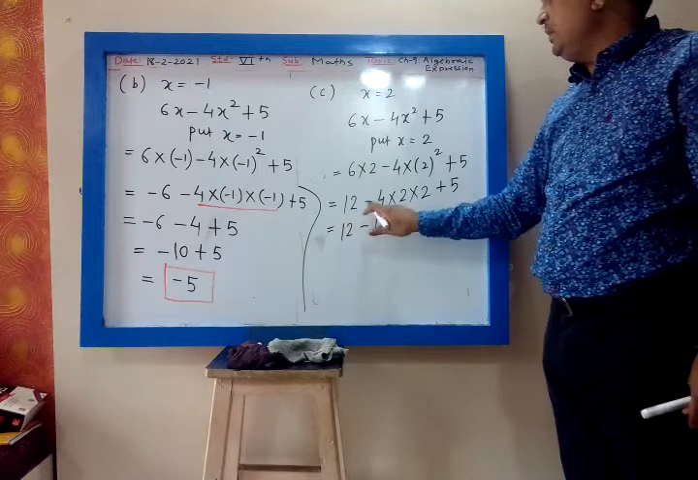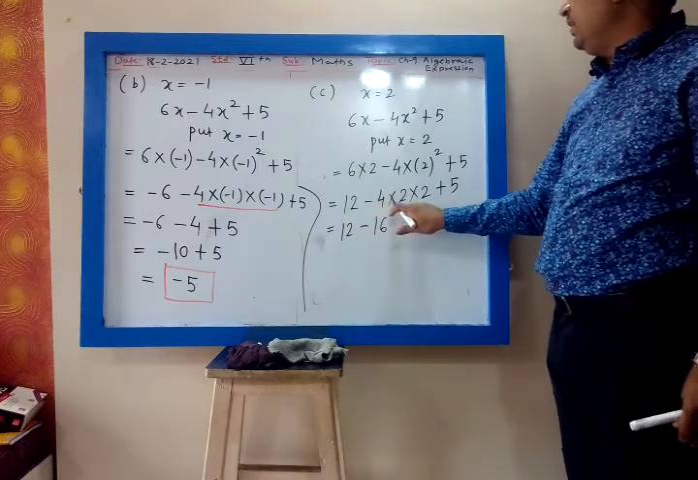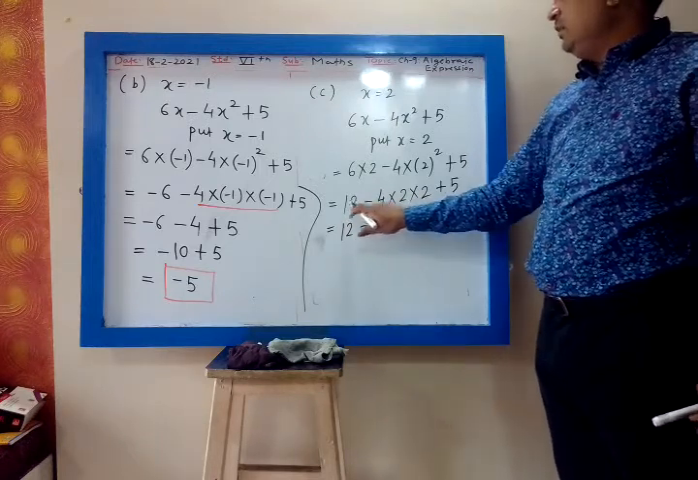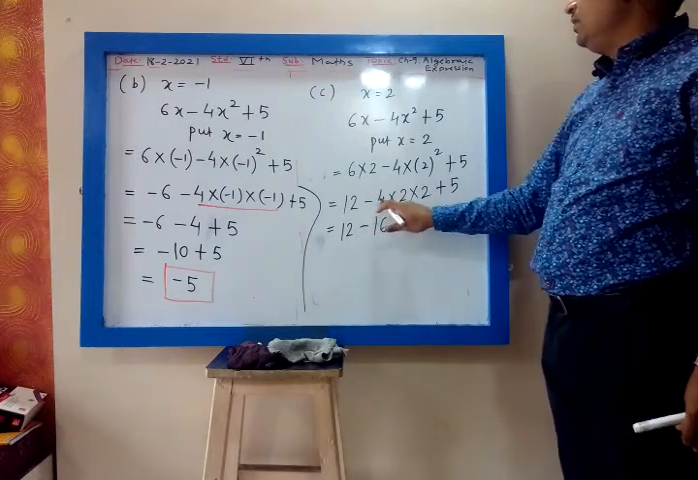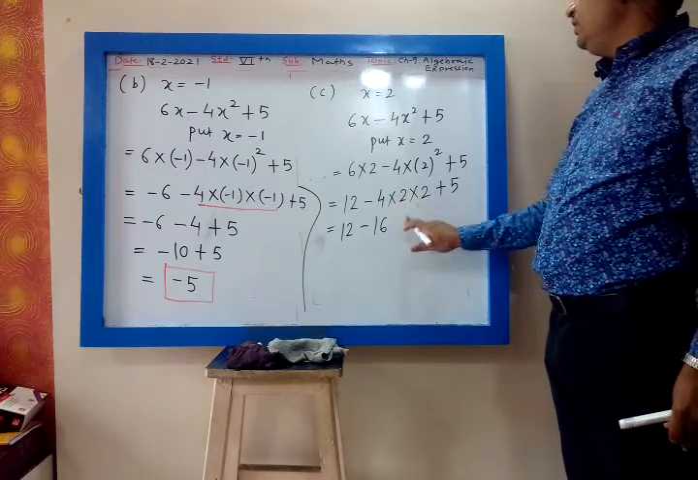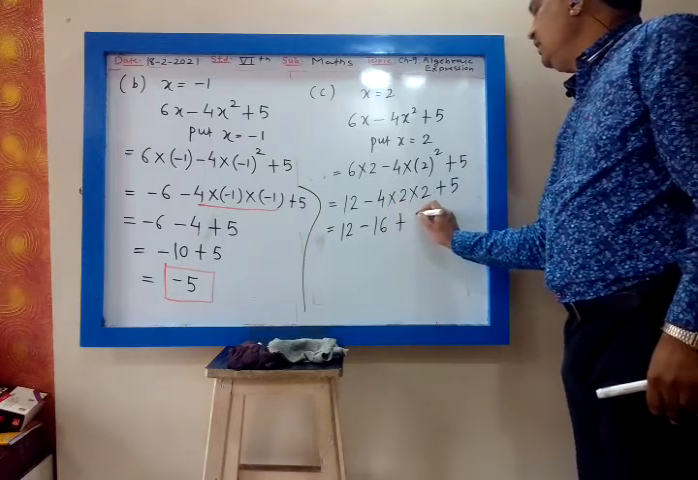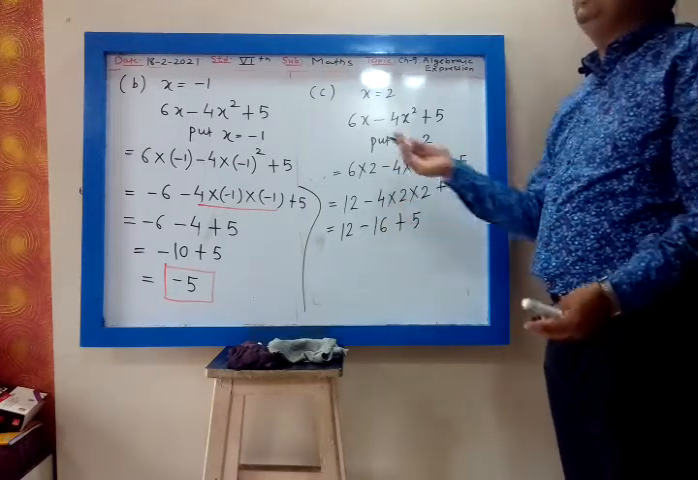You will not write 12 minus 4 first. No. First I will perform multiplication. You will not simplify 12 minus 4. No. First you have to simplify multiplication. 4 2s are 8, 8 2s are 16. Plus 5. Now plus and minus, you can perform any one.